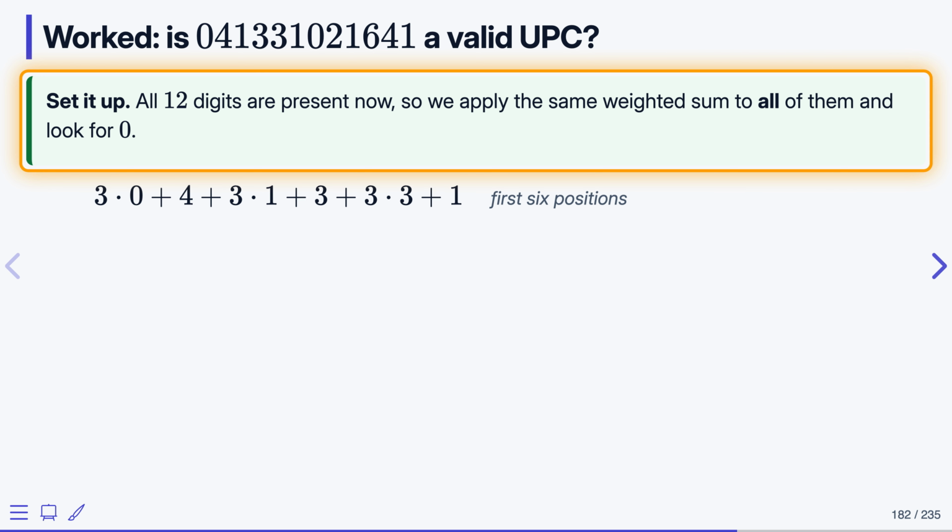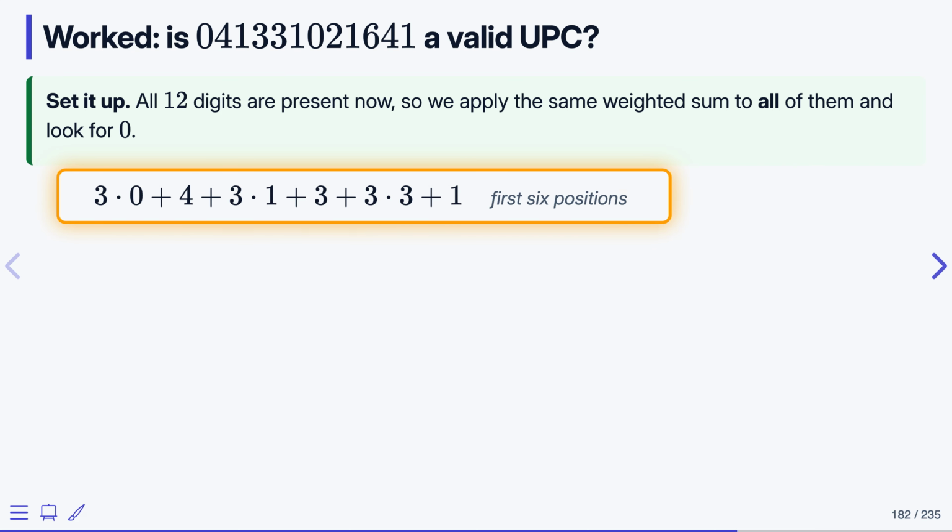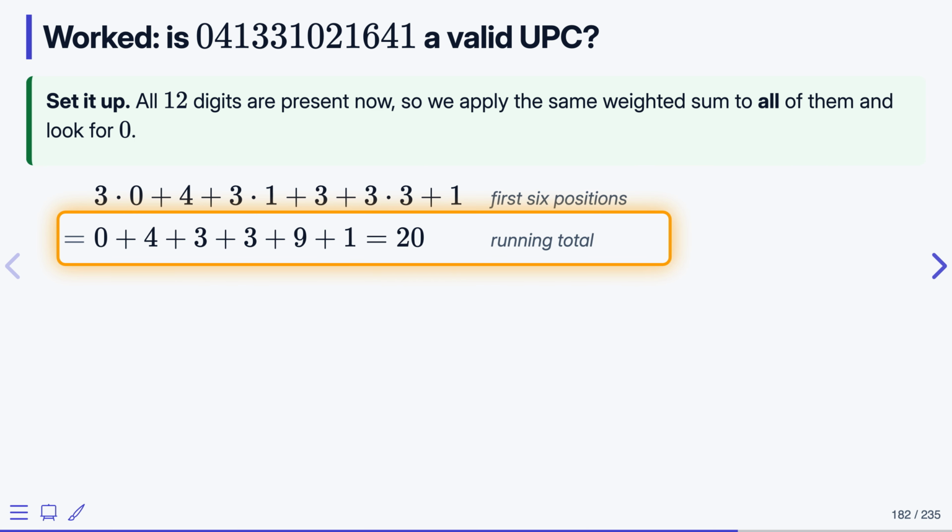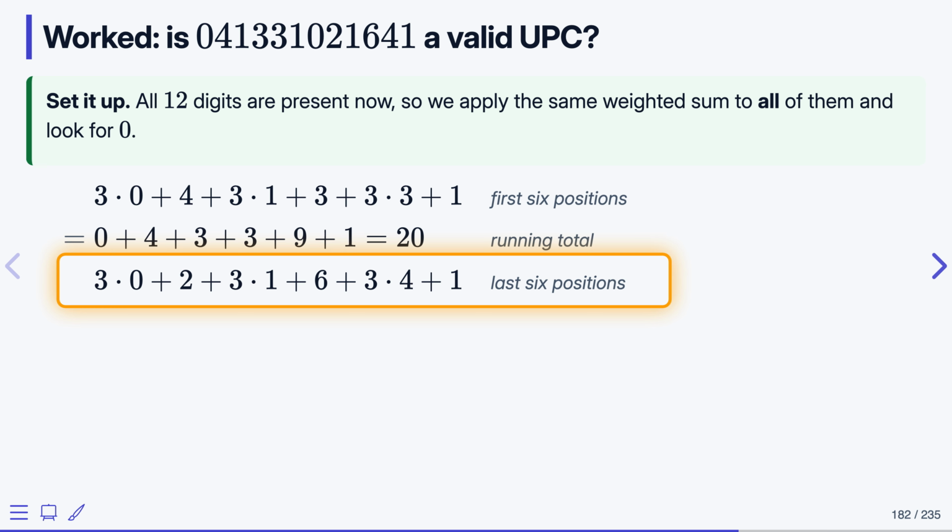Now let's check a whole code. Set it up. This time all 12 digits are present, including the check digit. So we apply the same weighted sum to all of them, and we hope for 0. Line 0. First 6 positions. 3 times 0 plus 4 plus 3 times 1 plus 3 plus 3 times 3 plus 1. Step 1, work them out. 0, 4, 3, 3, 9, 1. That adds to 20.